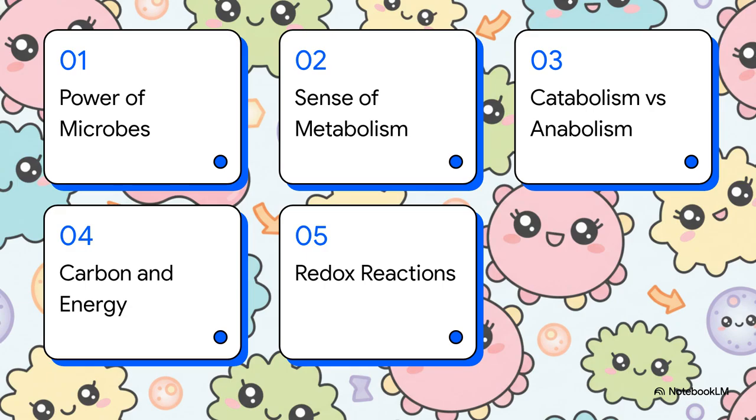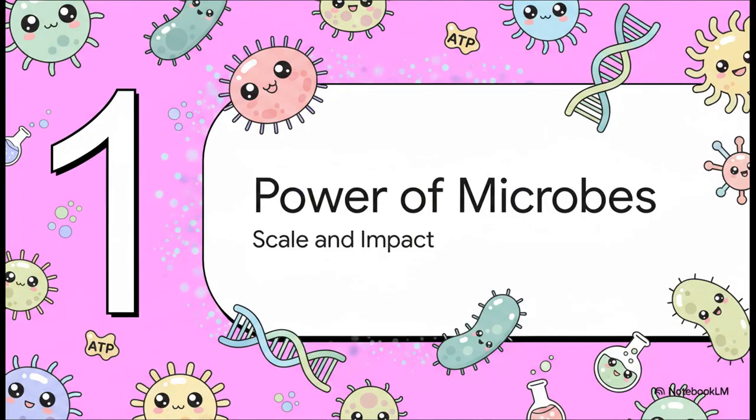All right, here's our roadmap for today. We're going from macro environmental impacts all the way down to micro-electron transfers. We'll hit the power of microbes, making sense of metabolism, catabolism versus anabolism, classifying carbon and energy, and finally, redox reactions. Let's kick things off with Section 1, the power of microbes.